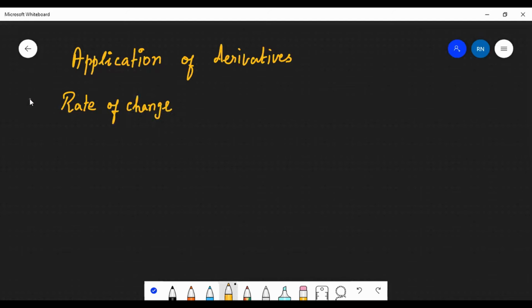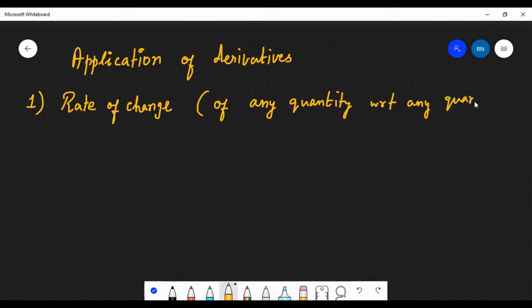Number one, the rate of change. When we say rate of change, it is the rate of change of any quantity with respect to any quantity. You learned in chapter 5 how to differentiate a function with respect to another function. Something like that. So that is what rate of change means. In physics, you have studied various rates of change.